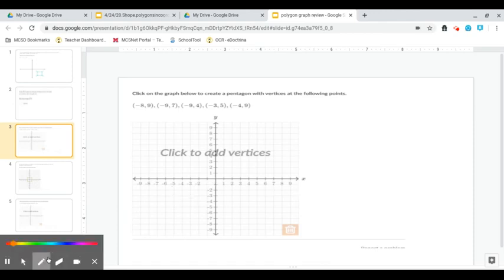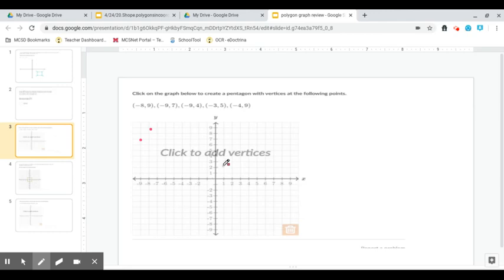So, looking at what we have, the first point is negative 8, 9. 8 to the left, 9 up. So right about there. And we have 9 to the left and 7 up.